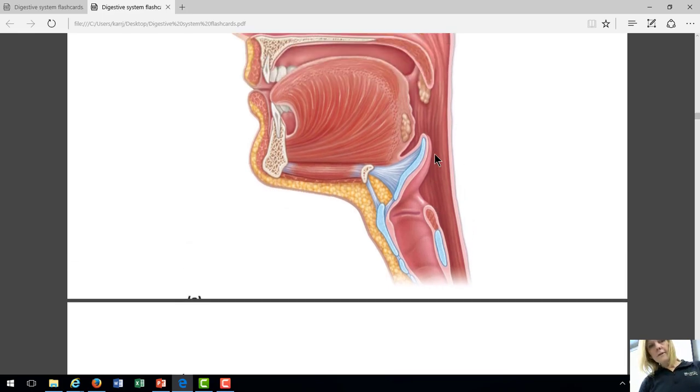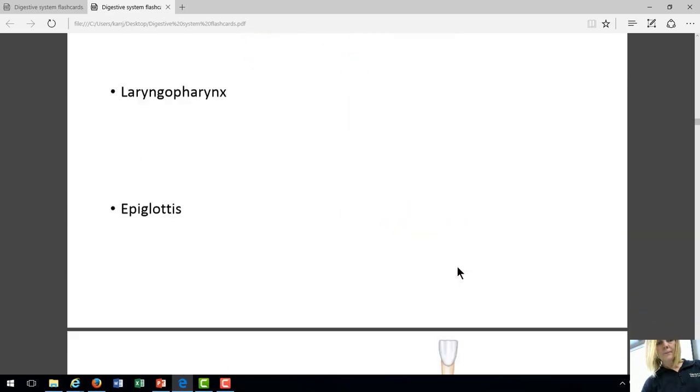Okay, the epiglottis, again, is this cartilage that covers the larynx. It prevents food from going down into the airways, so it kind of just directs that food down the esophagus. So when we swallow, the larynx rises up, and the epiglottis covers the larynx to prevent us from directing food into our airway. And then we have the start of the esophagus here.